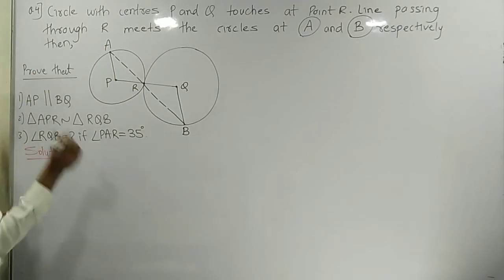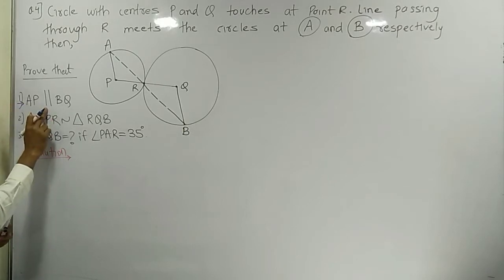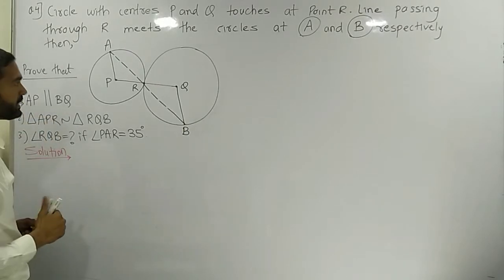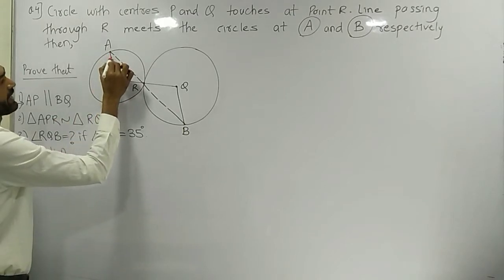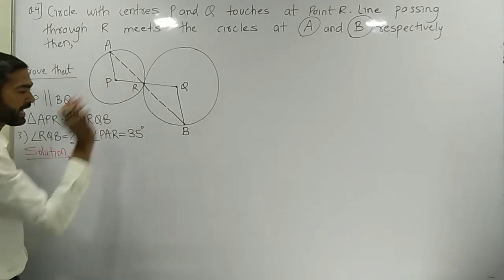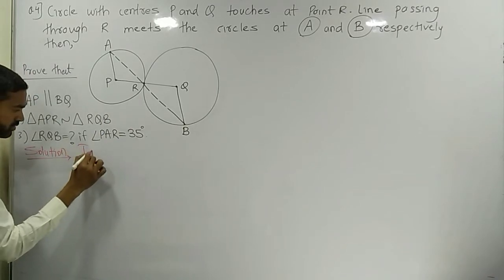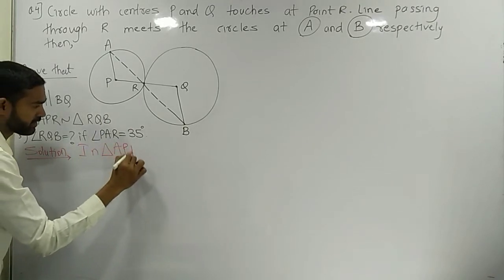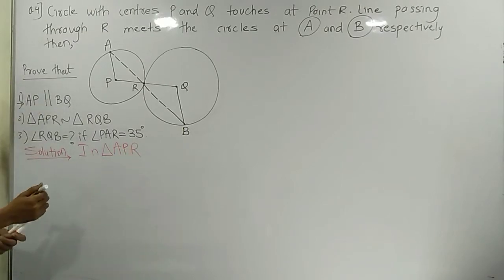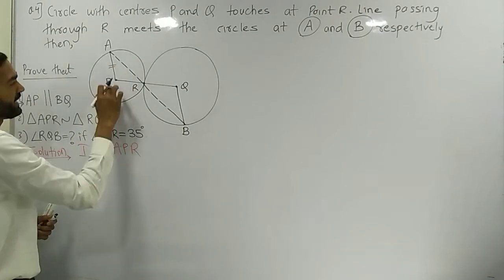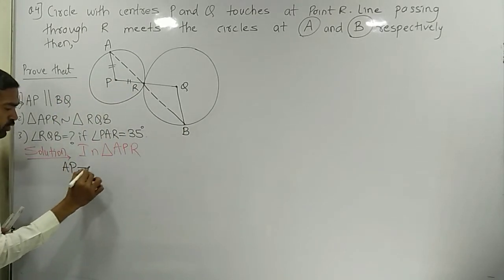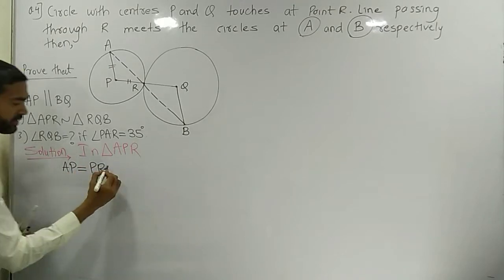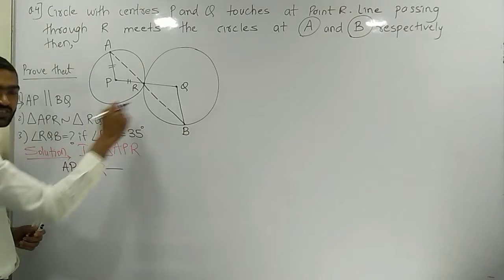Okay students, so first we need to prove this one: AP is parallel to BQ. So let's start with the solution. First, what we can see in triangle APR, right? In triangle APR, side AP and side PR are both equal. AP equals PR. Why are they equal? Reason: radii of the same circle.